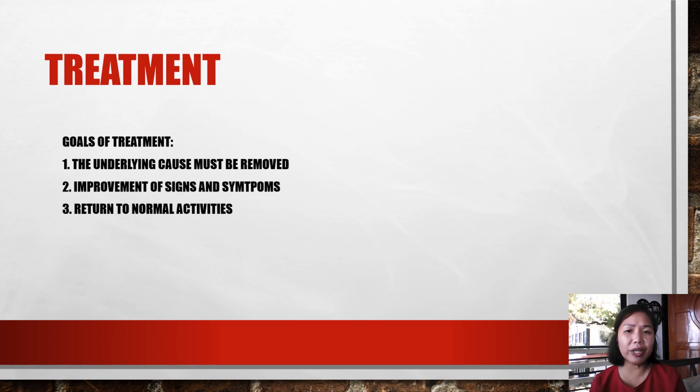The goals of treatment include the removal of the underlying cause. If the cause of the heart failure is a congenital heart disease, then surgery should be done if possible. Or if severe anemia is the cause, then correction of the anemia should be done. If surgical correction is not possible or if the cause cannot be removed, medical management may be given to alleviate symptoms. The goal is to at least let the child be able to return to his usual activities.